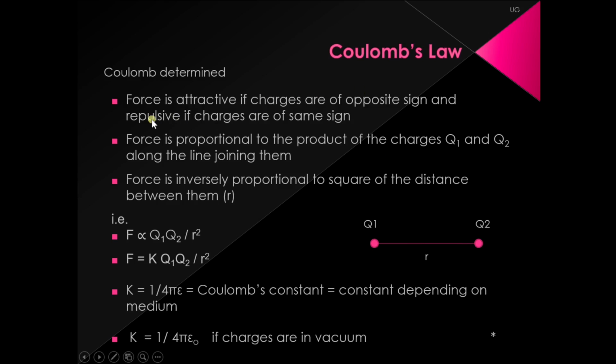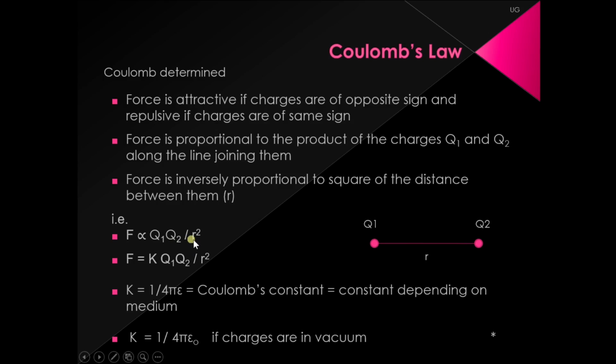According to Coulomb's law, the force is attractive if charges are of opposite sign and repulsive if charges are of the same sign. The force is proportional to the product of the charges Q1 and Q2 along the line joining them, and the force between charges is inversely proportional to the square of the distance between them. If the two charges Q1 and Q2 are separated by distance r, then F, the force between the charges, is proportional to the product Q1 Q2 divided by r square.